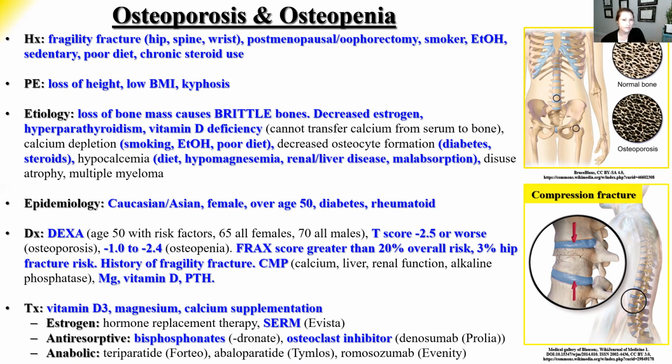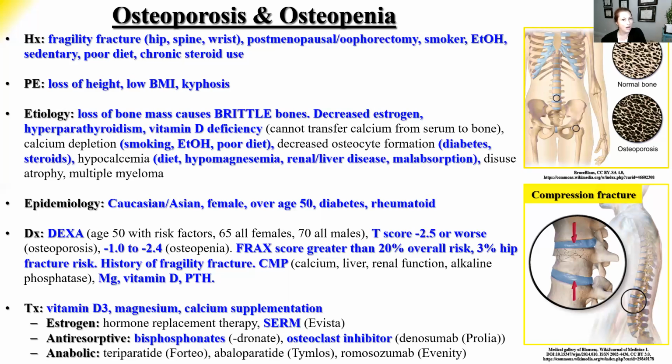Our diagnostic definitive criteria for this is a DEXA scan. This should be done for all women over the age of 50 with risk factors like smoking or a parent who had a hip fracture, all women over the age of 65, and all males over the age of 70. A T-score of negative 2.5 or less is diagnostic for osteoporosis. -1 to -2.4 is diagnostic for osteopenia.